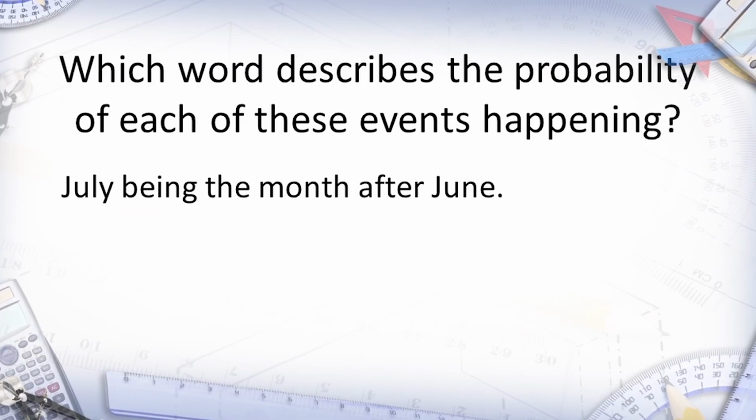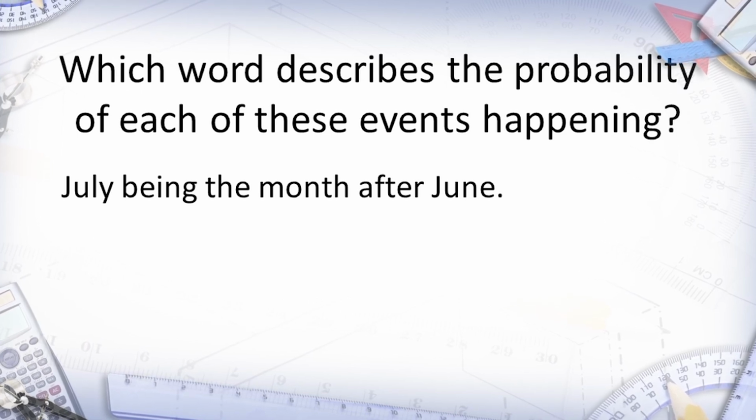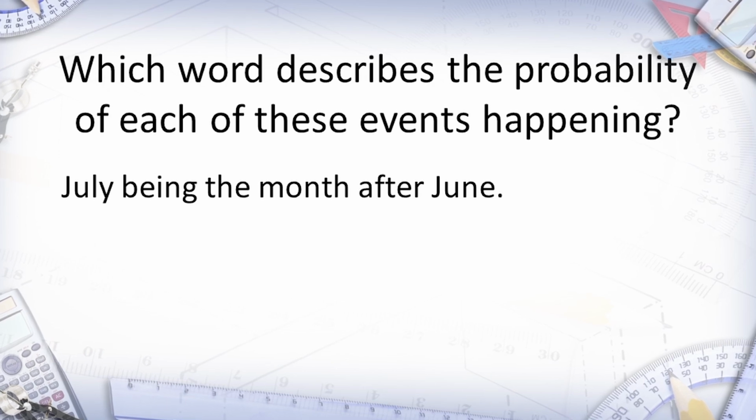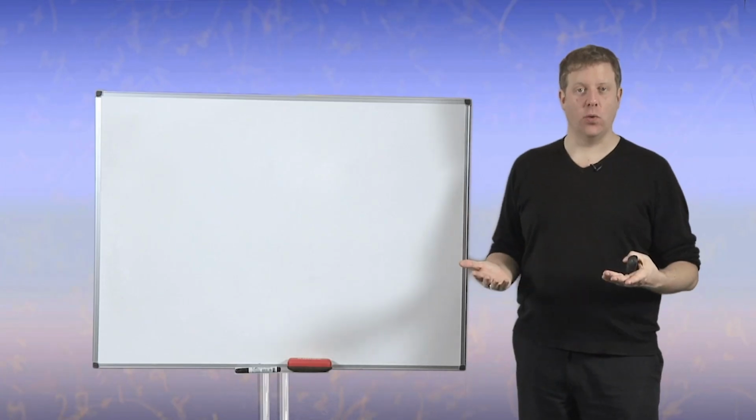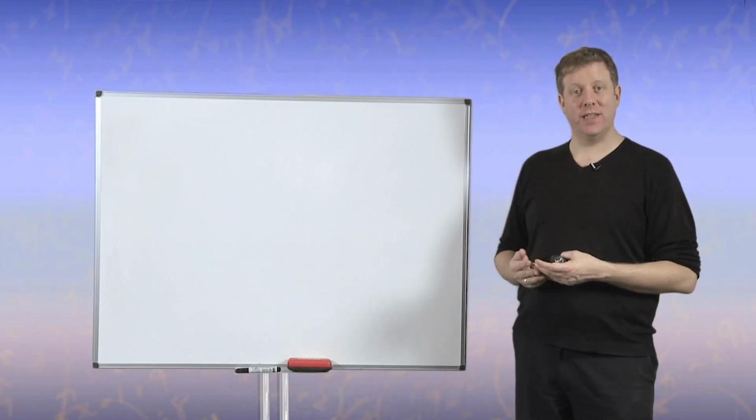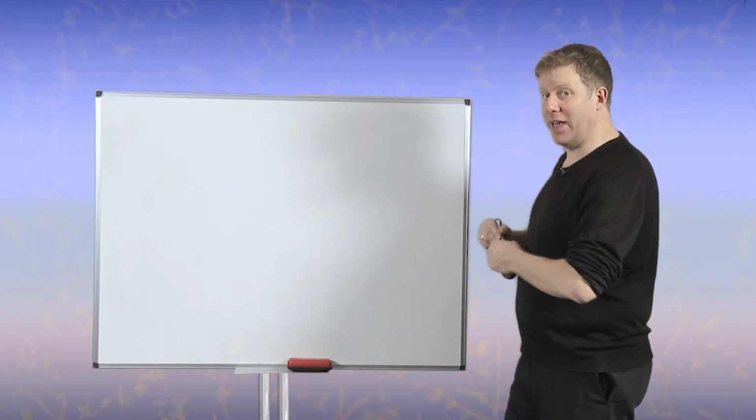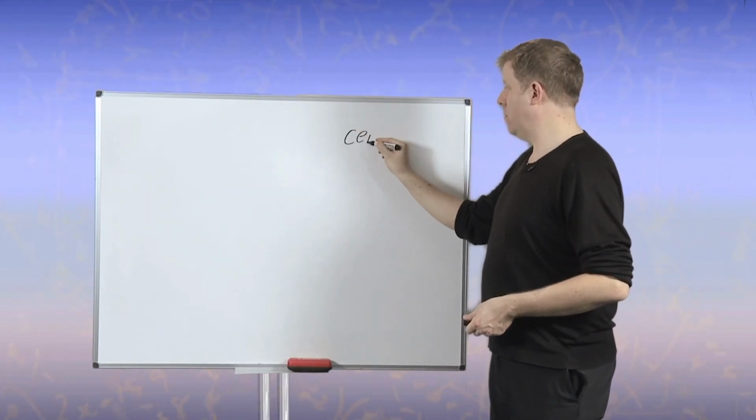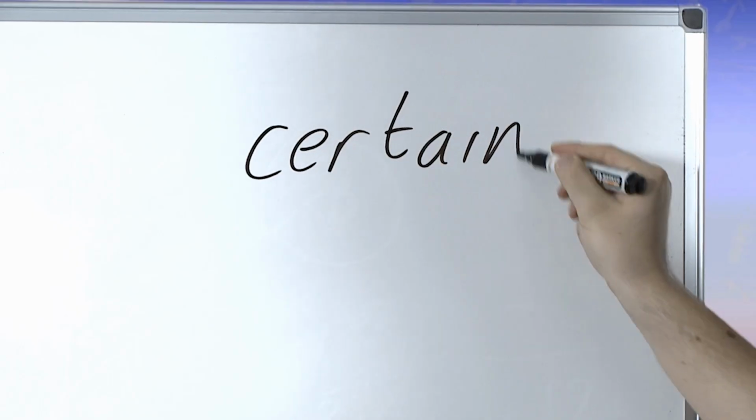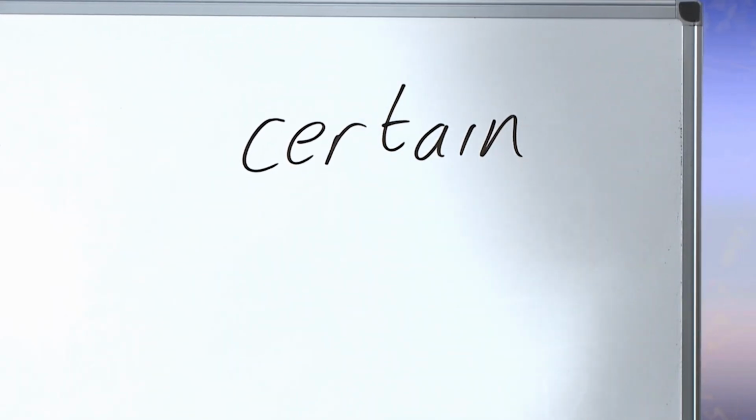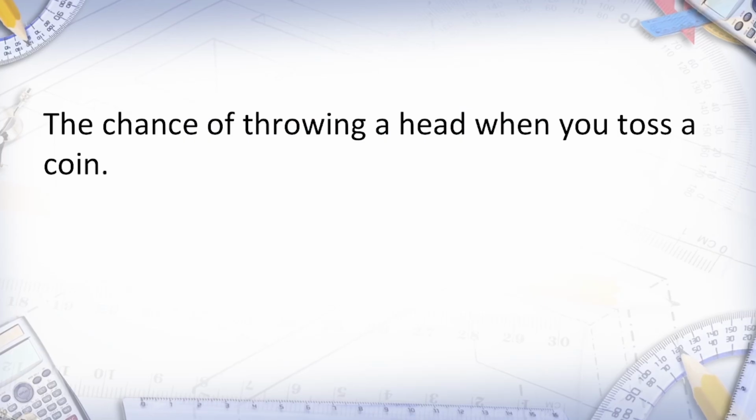Okay, so we're now going to look at words to describe probabilities of events happening. And the first one we've got up here is that July is the month after June. Now that is always the case. So this probability, using words, we would describe quite simply as being certain. And that's all they're looking for in these questions, is just a single word to describe that probability. Let's look at another one.